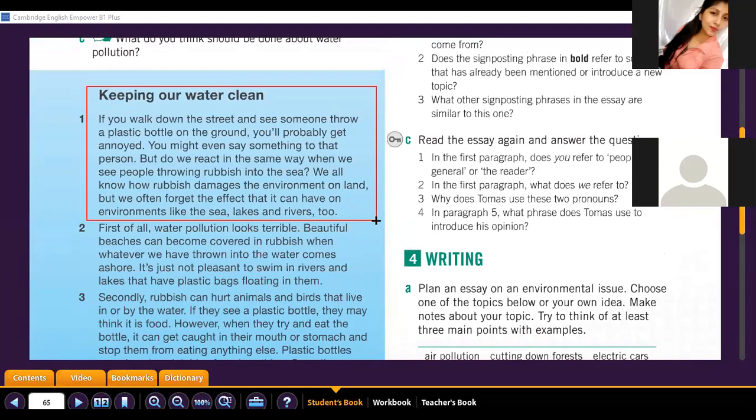Yes, teacher. Keeping our water clean. If you walk down the street and see someone throw a plastic bottle on the ground, you will probably get annoyed. You might even say something to that person. But do we react in the same way when we see people throwing rubbish into the sea? We all know how rubbish damages the environment on land, but we often forget the effect that it can have on environments like the sea, lakes, and rivers too.